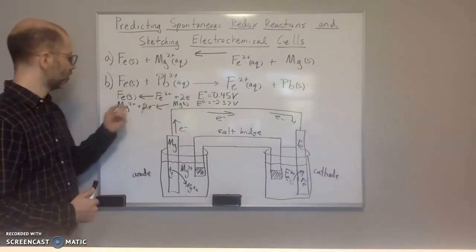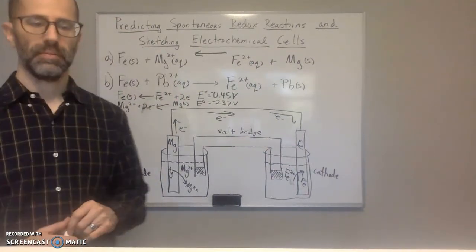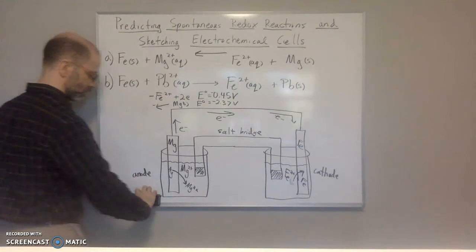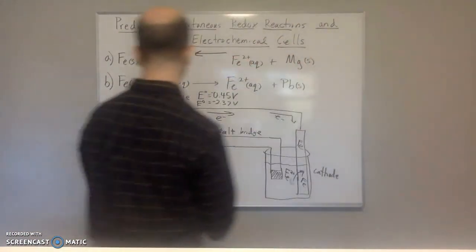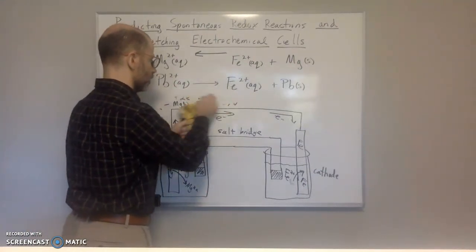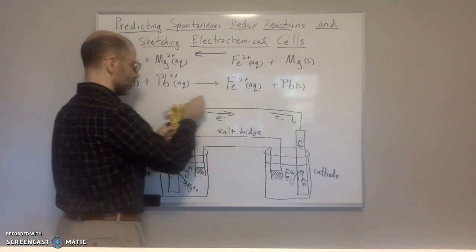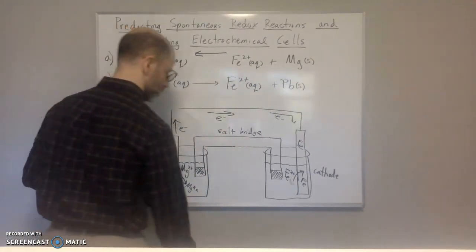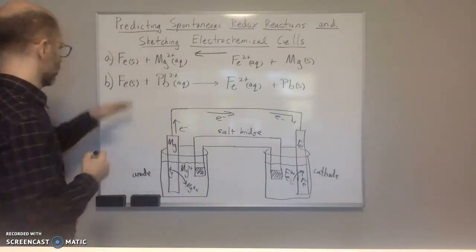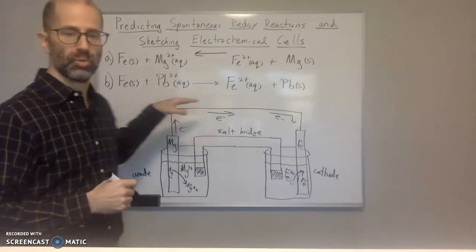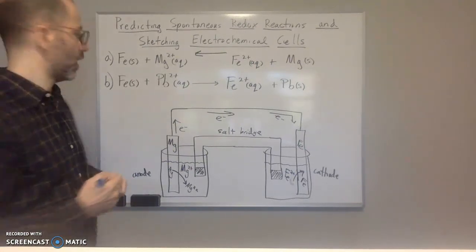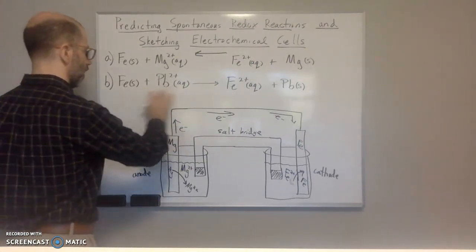Okay, so what about B? Let's go ahead and do B. Let's erase this. Okay, so now we're going to look at this one here. This one is basically the same, except we are using iron.